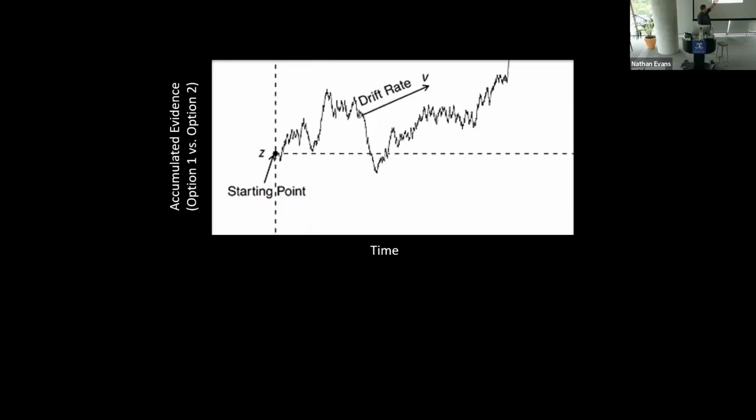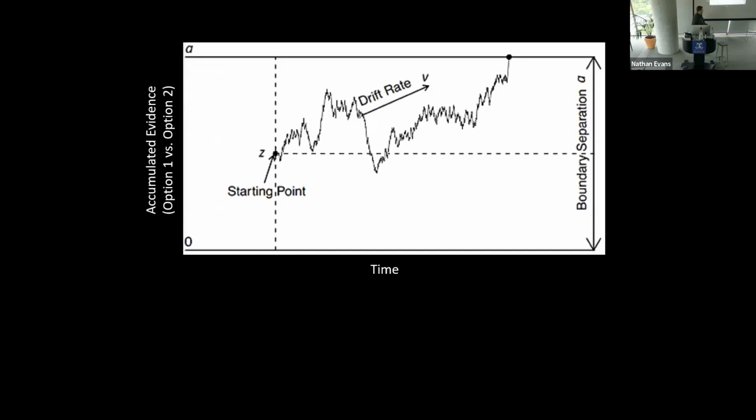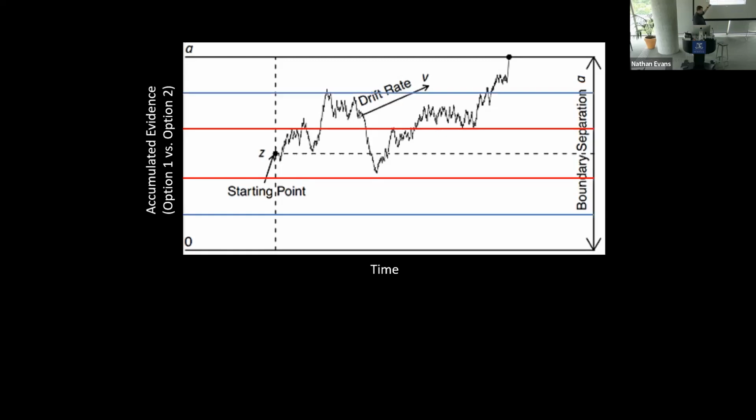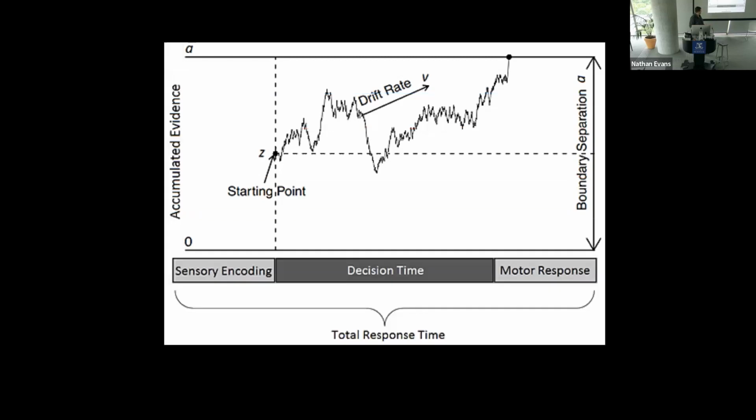The evidence starts at some starting point, which reflects a priori bias, and moves at some drift rate, which is the driving force towards making a decision, until you hit some threshold, A, which causes you to make a decision. Now, these thresholds can be quite high as they are here, or very low as they are there, or somewhere in the middle as they are there. And these reflect different levels of caution, right? The further apart your thresholds are, the more cautious you are, the more evidence you need to make a decision.